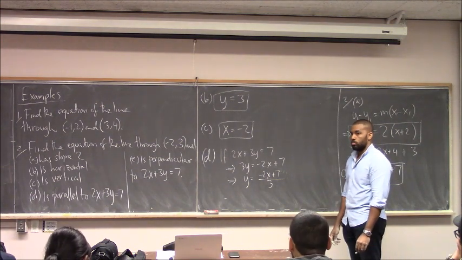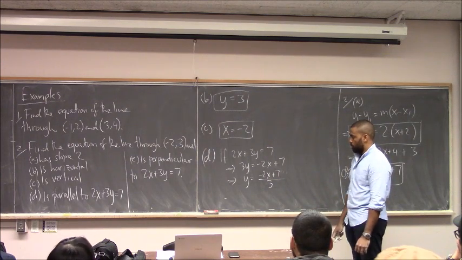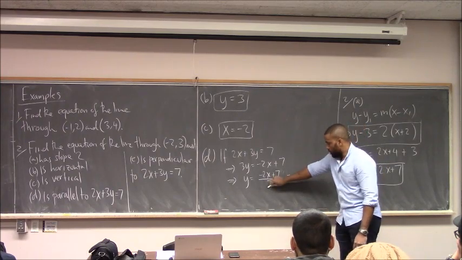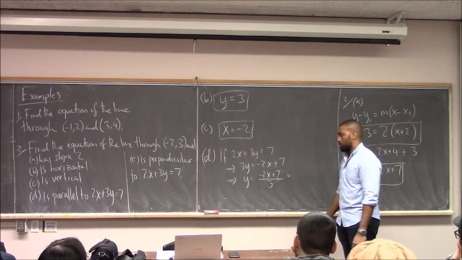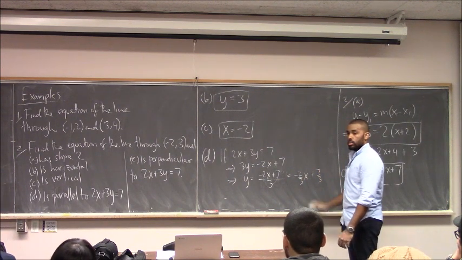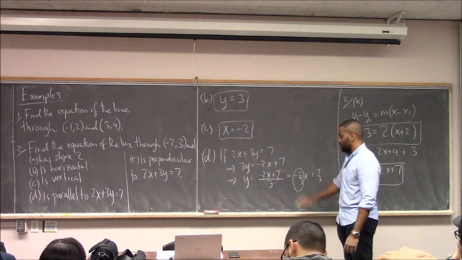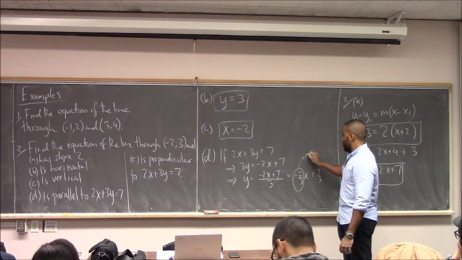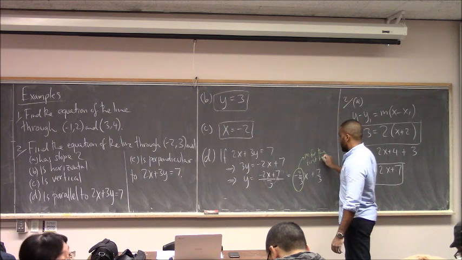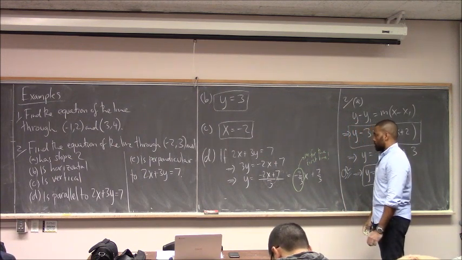How do you know -2 over 3 is the slope? Because that's in y equals mx plus b, right? Well, this isn't y equals mx plus b yet. So m is negative 2 over 3. Well, you can divide 3 into each part to get -2 over 3 x plus 7 over 3. And so here we see the m is in that location. So this is m for the first line.